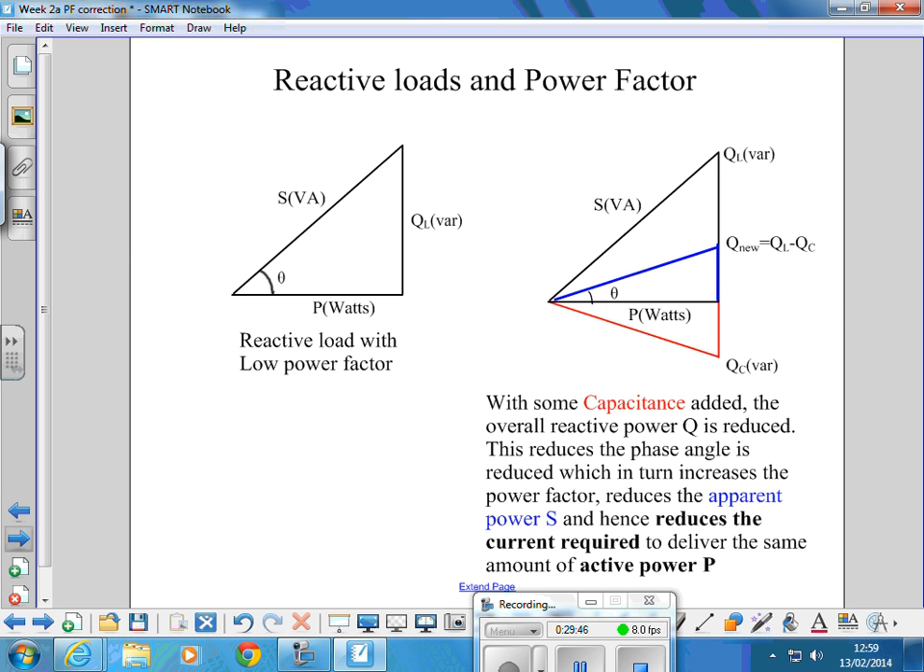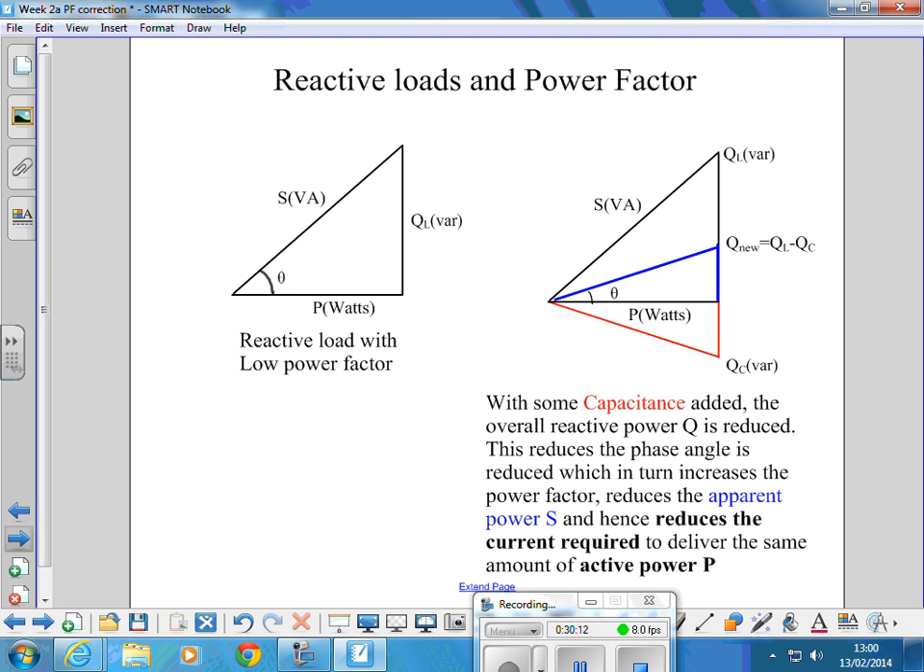So, reactive loads and power factor. If this is our reactive load with quite a low power factor, quite a steep angle here, no particular one, but it's got quite a steep one. We're delivering a certain amount of watts that we can charge for as a supply authority, but we're drawing quite a high reactive load in terms of Q inductive.